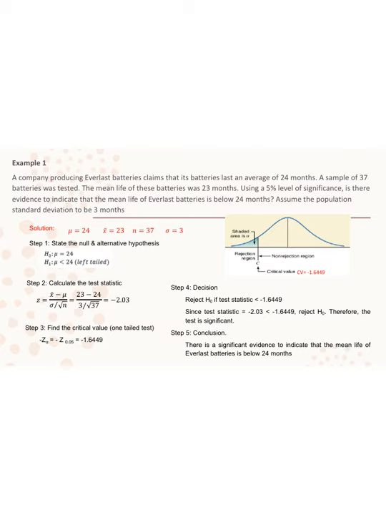Let's take a look at all the information given in the example. The first statement, an average of 24 months, refers to the population mean, mu equals 24. Then we have the sample, n equals 37, and the x bar for this sample equals 23. Lastly, they tell us to assume the population standard deviation is 3. So we know the population standard deviation here, and that's why we are going to use case number 1. So the first step, you should state the null and alternative hypothesis.